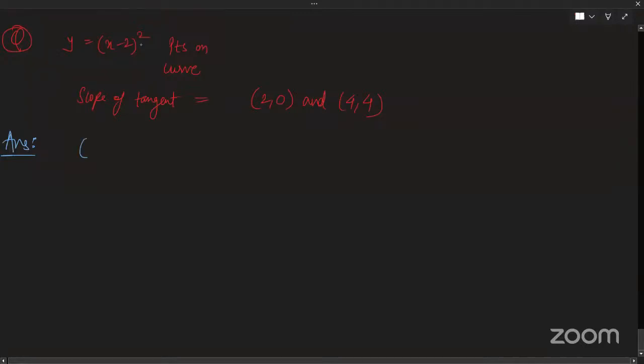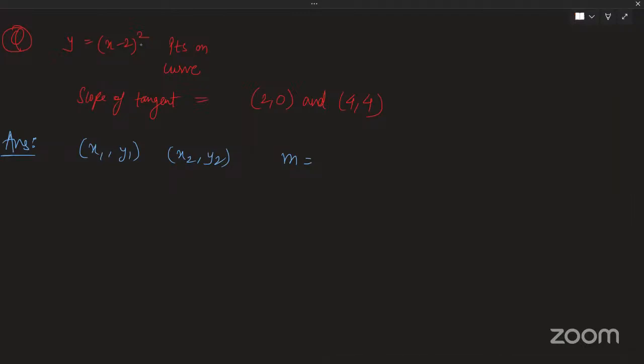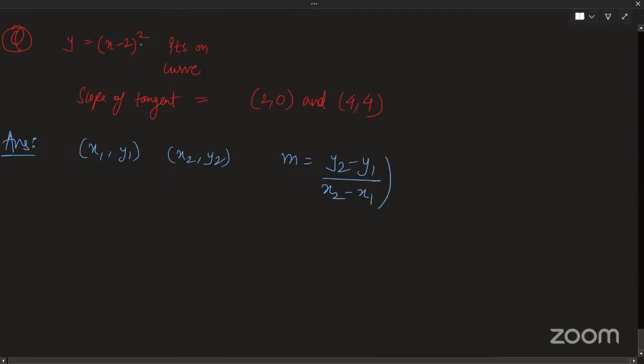So if I have got 2 points, x1, y1 and x2, y2, what is the slope of the line joining both of these points? Y2 minus y1 by x2 minus x1. Correct. So can you tell me what will be the slope of the line segment joining both of these? So it is 4 minus 0 by 4 minus 2, right? So 4 by 2 is 2. So the slope is 2. Yes, sir. So slope is 2.